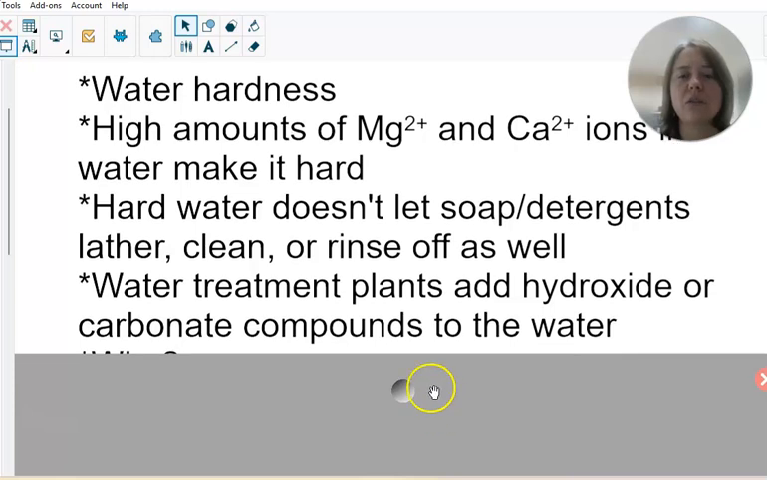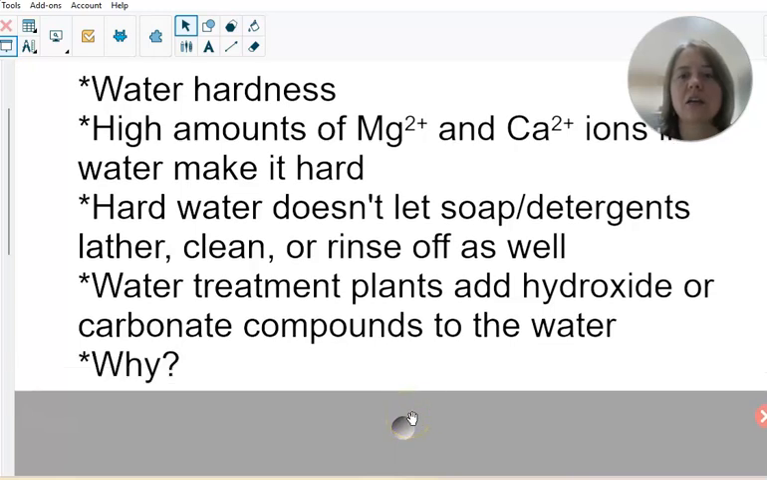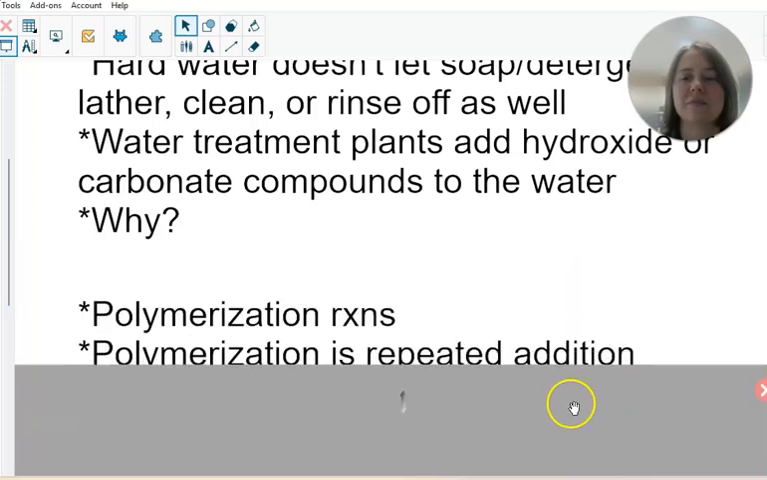So why do you think a water treatment plant would add carbonate to hard water? Take a minute and think about that. We will discuss your answers in class.